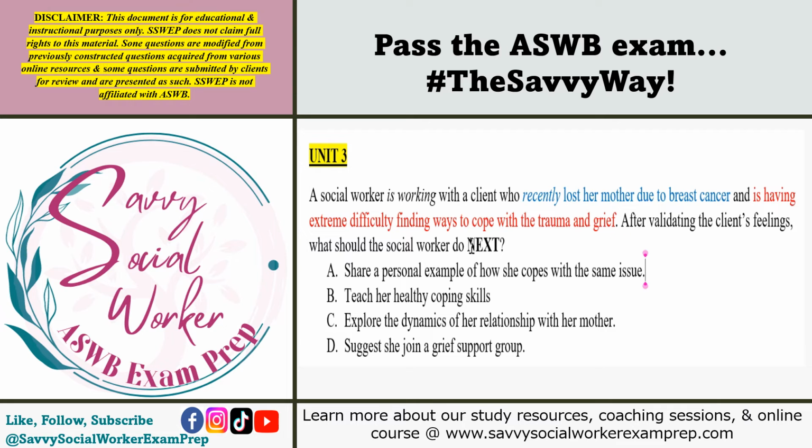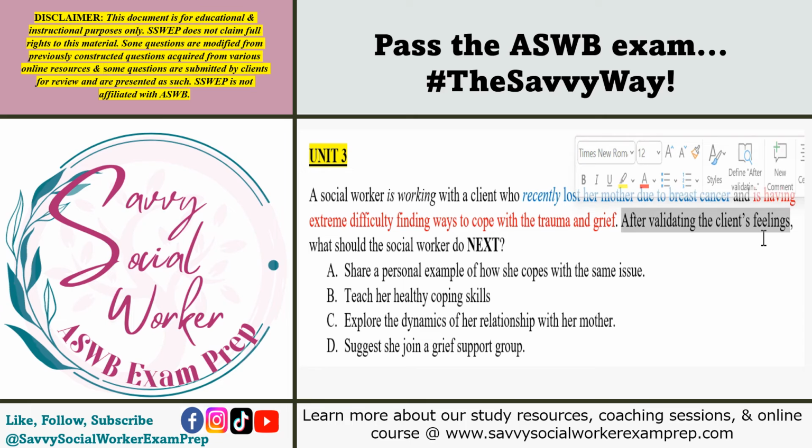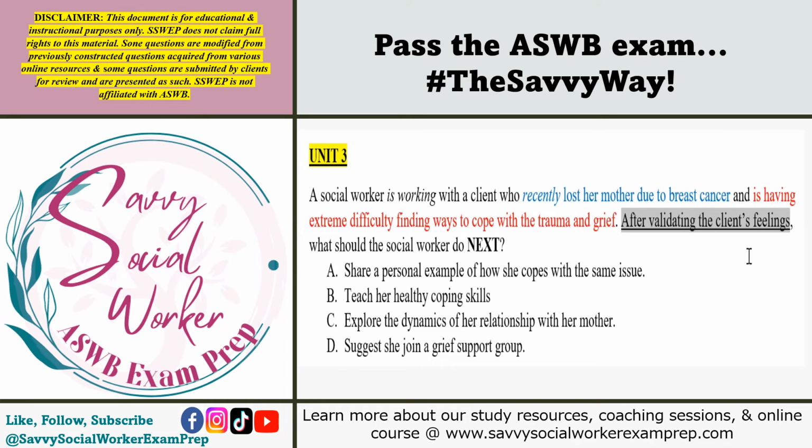So this is the next question, and so that means we want to check and see what the social worker already did, if anything. And so the last thing that the social worker has done was validate the client's feelings. So we know that after we validate the client's feelings, what do we do next? So that means we've already let her know, I understand how you're feeling, or I'm sorry you're feeling this way, those type of things.